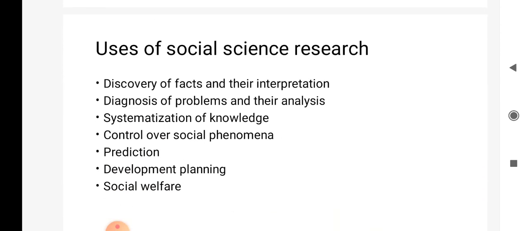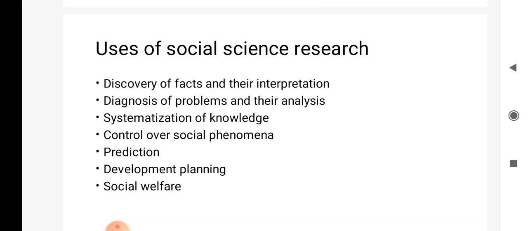Next is the uses of social science research. First, discovery of facts and their interpretation. If we undertake social science research with regard to various social issues or phenomena, like now there is a COVID pandemic, why, how and where it is happening, why it happened, how it got spread. If we undertake research, then we are able to discover the various facts relating to the particular issue, and we are able to interpret them.